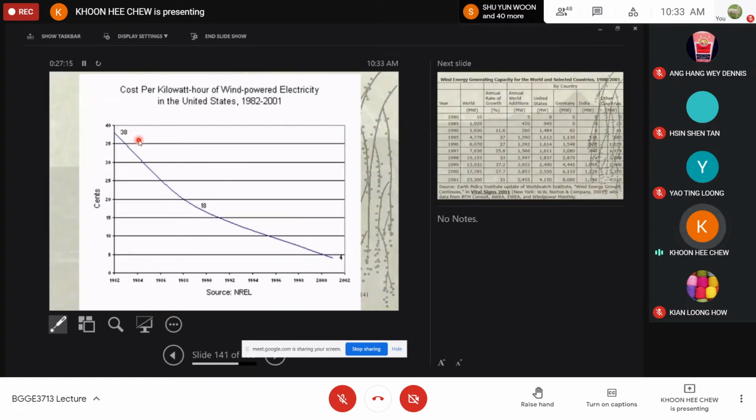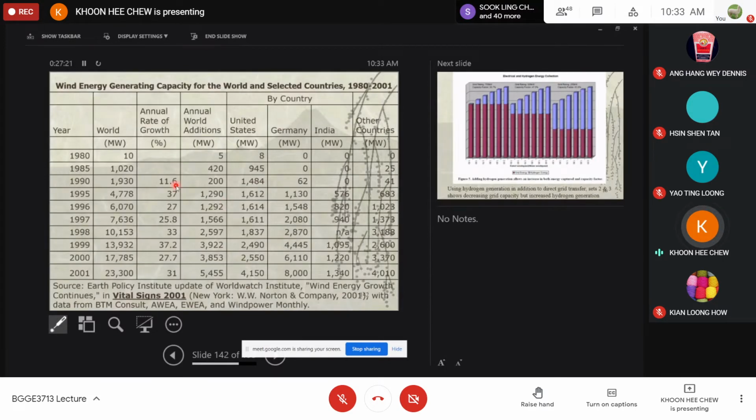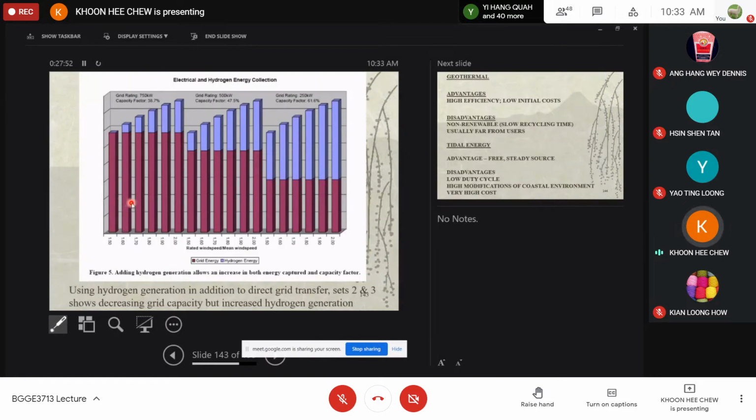This is cost per kilowatt of wind energy. You can see that it becomes cheaper and cheaper. And this graph will just show you some statistics. What is the capacity of the world and the selected countries? Okay, the generating capacity. For example, in the 1980s, the US was only generating 8 megawatts per year. Now it becomes 4,000 plus megawatt. And for the world, you can see that the worldwide megawatt generators increased from 10 megawatt to 23,300 megawatt. Okay, so this is just a statistic for your information.